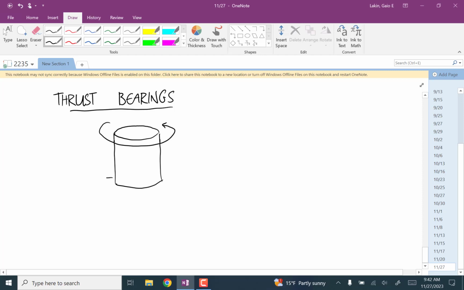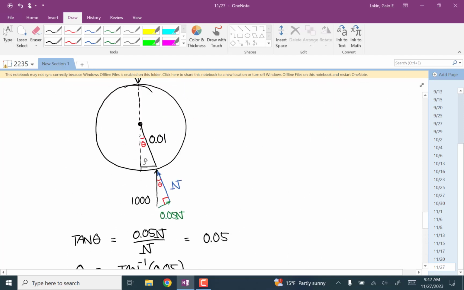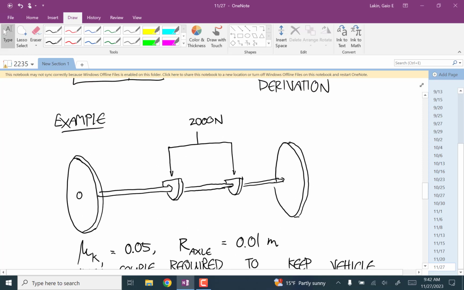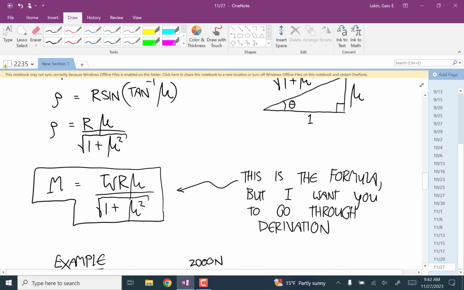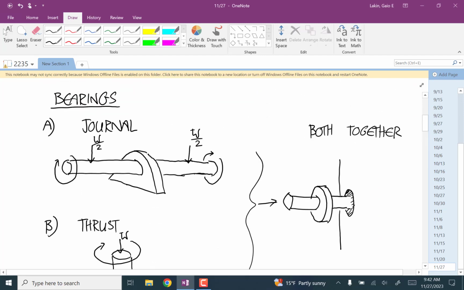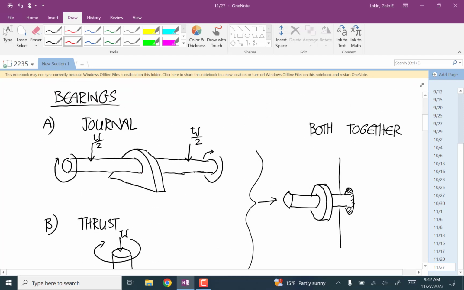The thing resisting rotation this time is the contact between the end of this cylinder and the ground. Think about where the contact is that's causing the friction. In a journal bearing, the contact that's causing the friction is this.